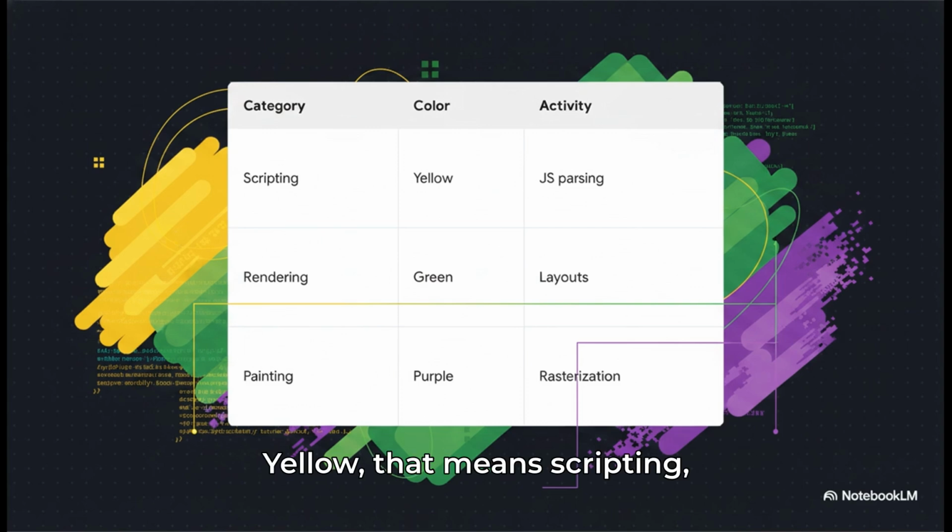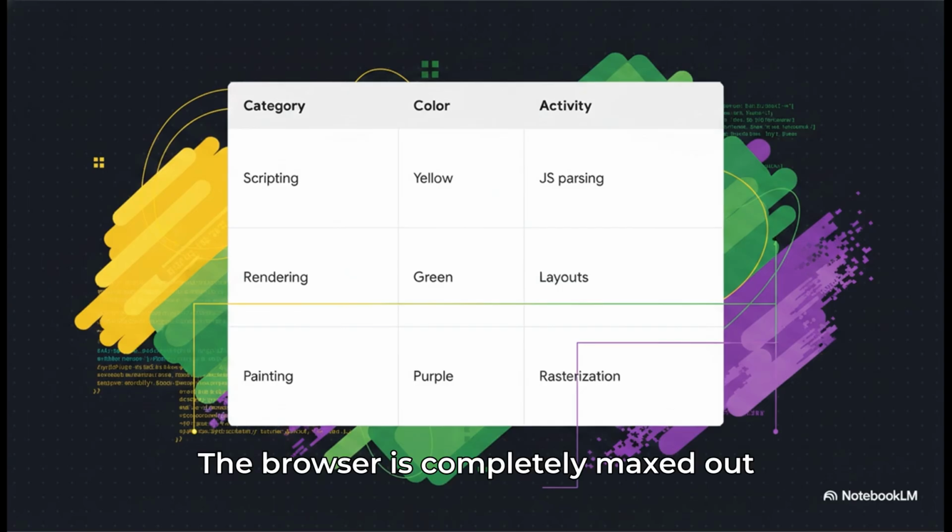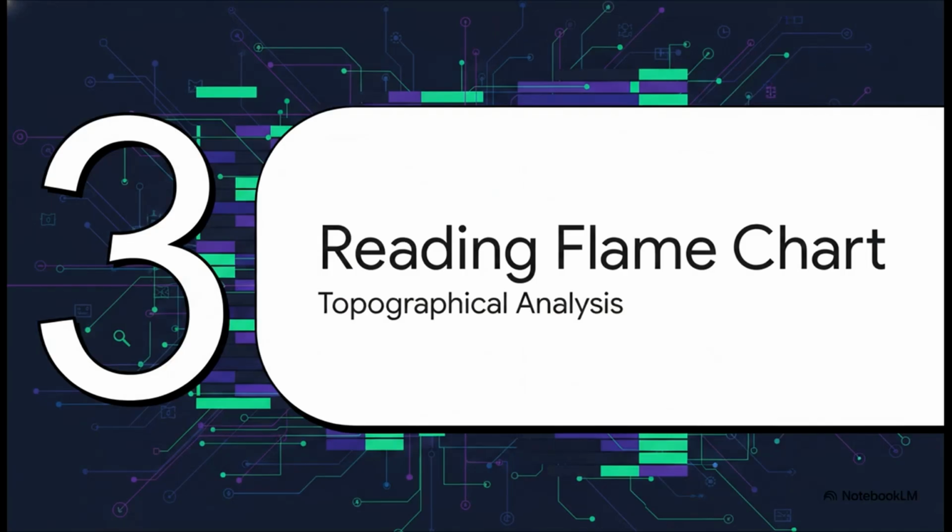Yellow, that means scripting, basically JavaScript parsing and execution. Green is rendering, which is the browser calculating layout and geometry. And purple is painting, where the browser is actually pushing pixels to the screen. If you're looking at that CPU chart up top and you see just a solid, saturated wall of yellow, well, you instantly know you've got a severe JavaScript bottleneck on your hands. The browser is completely maxed out just trying to think, which means it can't draw a single thing for the user. All right, Section 3, reading the flame chart.